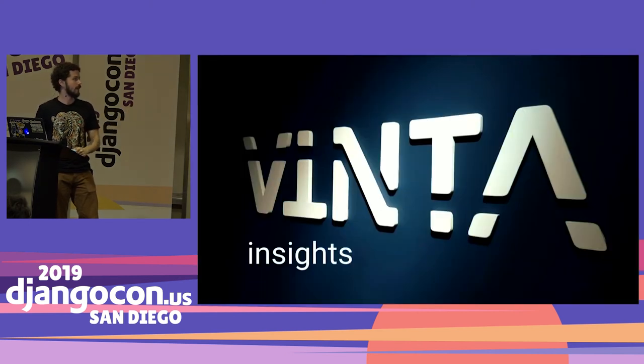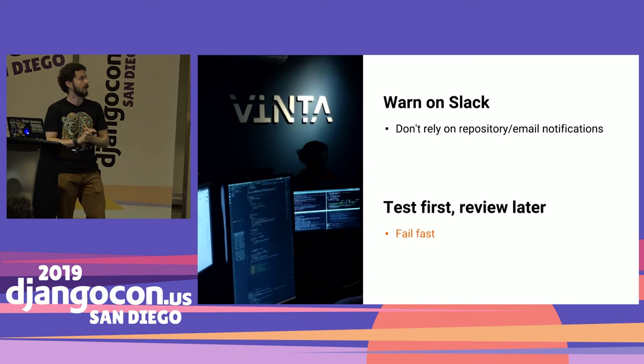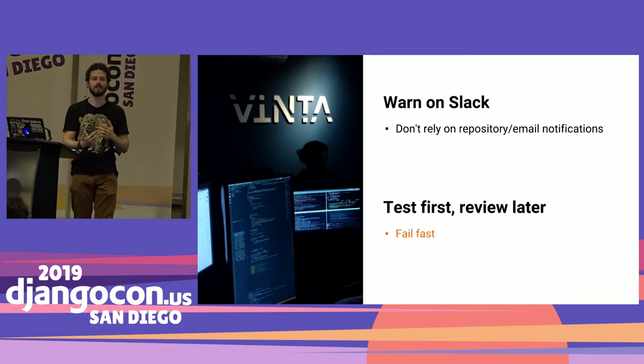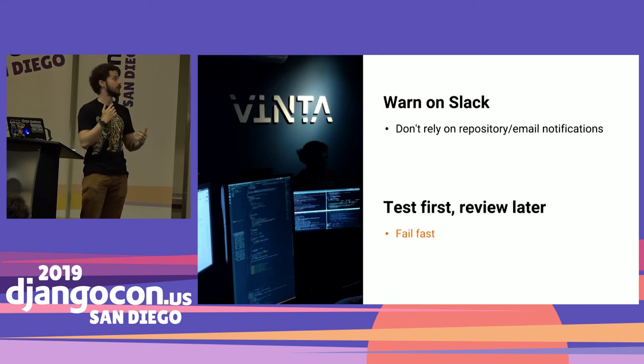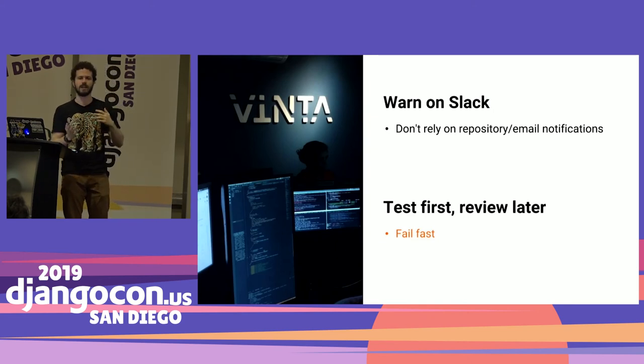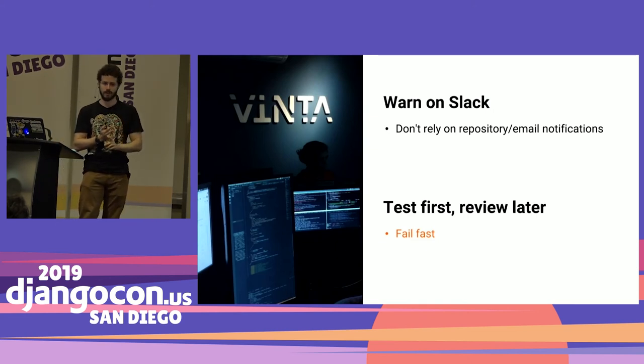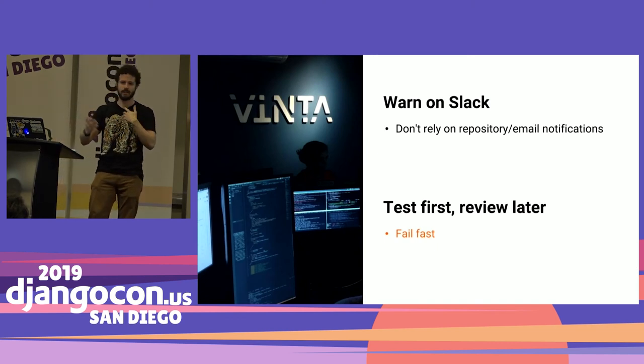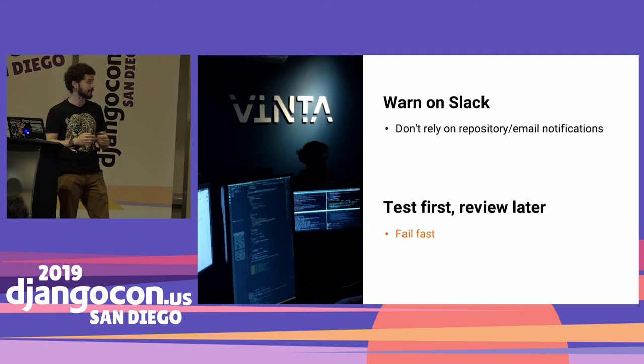Some insights that we got from Vinta. Remember to warn people on Slack when things have changed status on the pull request review. If you finished fixing the suggestions or you finished reviewing, alert the person on Slack instead of just relying on email or repository notifications, because some people will sometimes check email twice a day, and it might take a few hours until the next check.